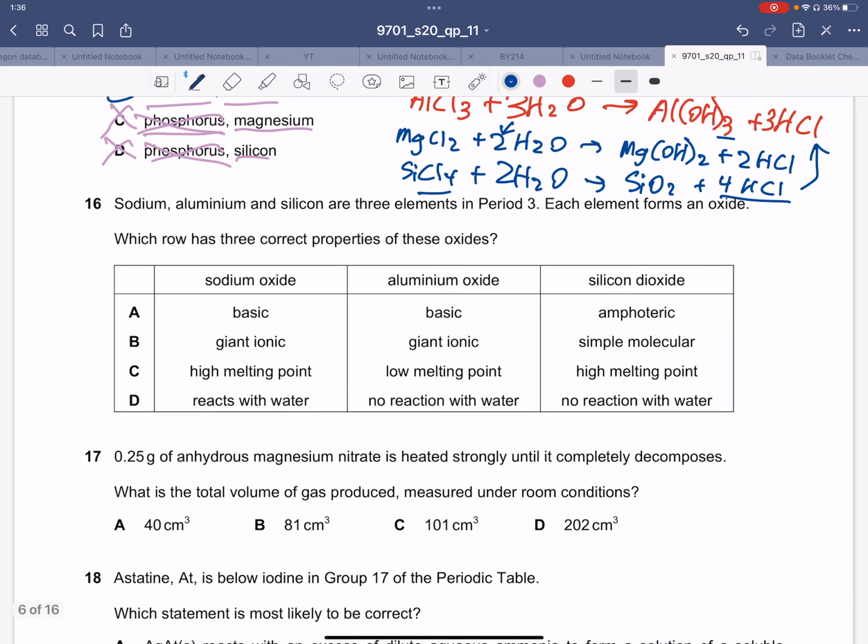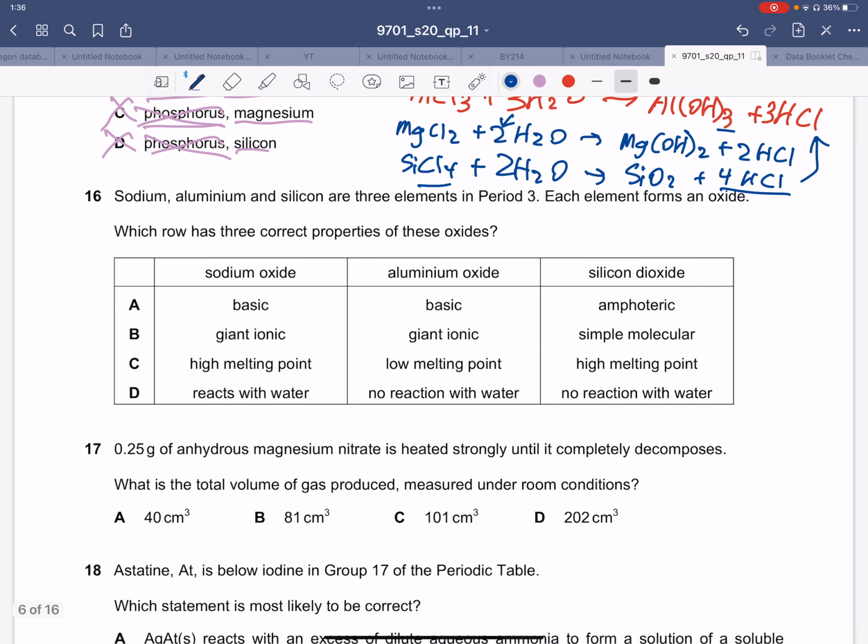All right, moving on. Switch colors again. How about we use orange this time? Sodium, aluminum, and silicon are three elements in period 3, and each element forms an oxide. Which row has 3 correct properties of these oxides? The best way you'd probably approach this problem is going in order.